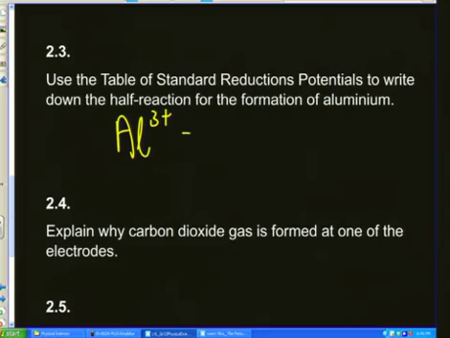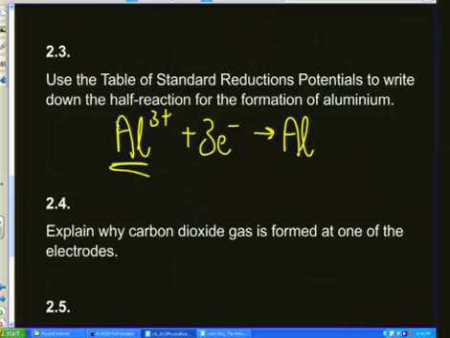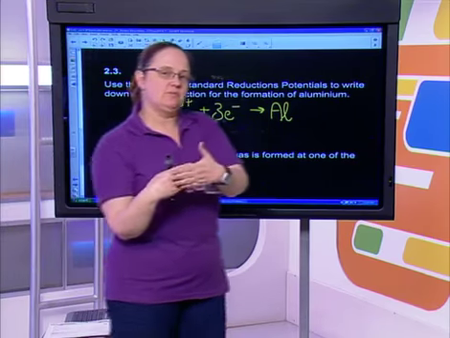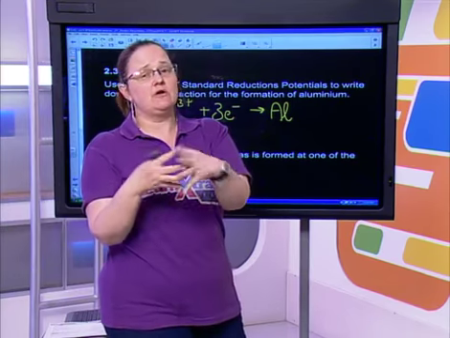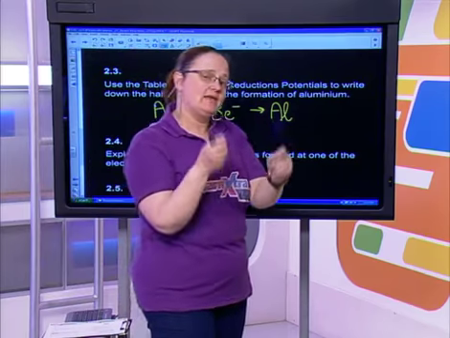Al3+ plus 3 electrons gives me aluminium. Okay, we're doing well. Also, the fact that we've got Al3+ reminds me that the aluminium goes to the negative electrode because it's aluminium 3+. It's positive. It's going to be attracted to the negative electrode.